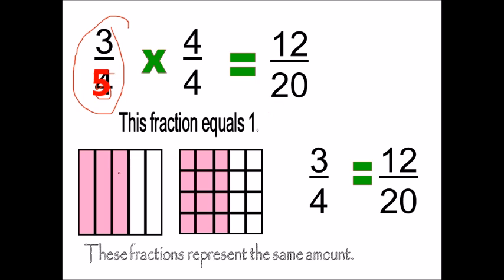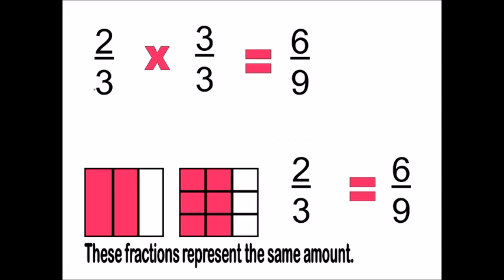So if you will notice, if you cut this also into 20, now you'll get the same image as this image. They have the same figures, or they look exactly the same. So therefore 3/5 is equal to 12 over 20.